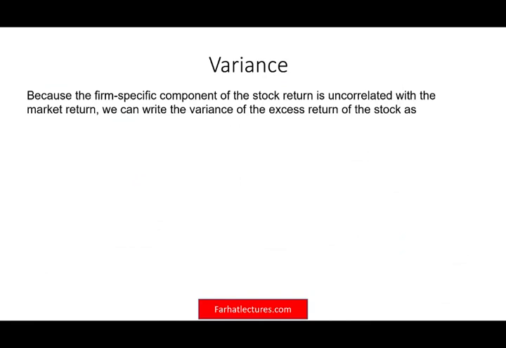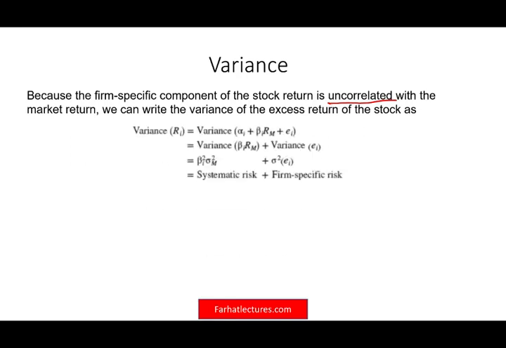The other thing we want to learn is about the variance, because the firm specific component of the stock return is uncorrelated with the market return. We can write the variance of the excess return of the stock as follows. Basically, it's the variance of that formula, except that alpha doesn't have a variance. What we're left with is the variance of the market, which is the systematic risk, and the variance of the firm specific. And I told you the total variance is the variance of the market plus the variance of the firm specific.